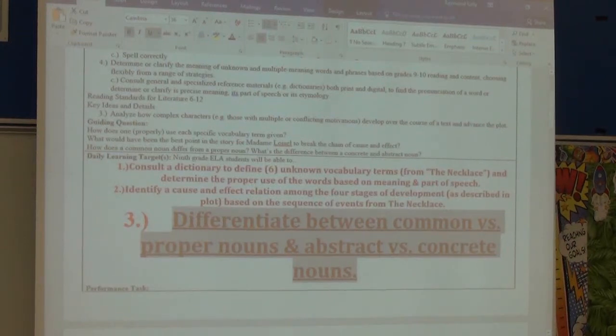All right, good morning. Make sure that you have down your objective. And so now we're going to jump into the lesson. Can someone read the objective for me?